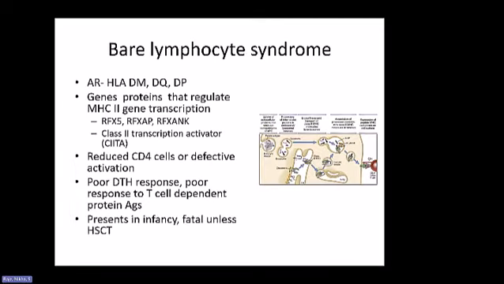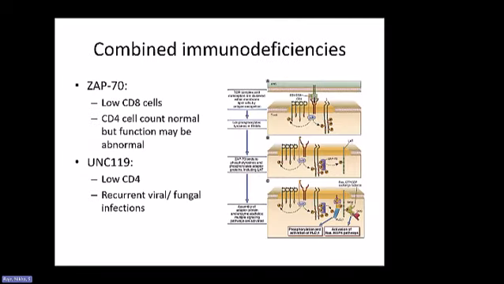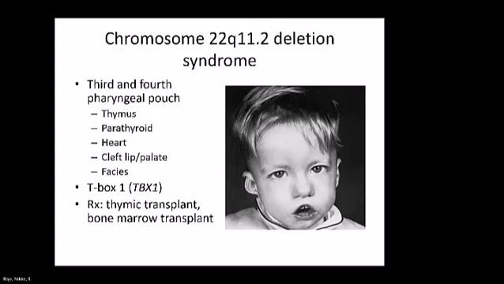Here, bare lymphocyte syndrome we already talked about. We talked about ZAP70 with low CD8 cells. We talked about LCK. UNC119 is another one that causes low CD4 cells. All right, so in that category of syndromes, we talked about 22q deletion.